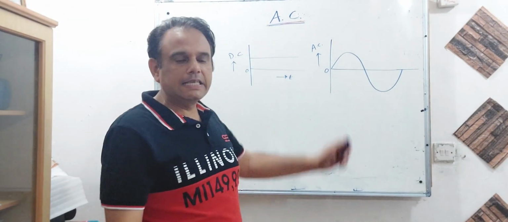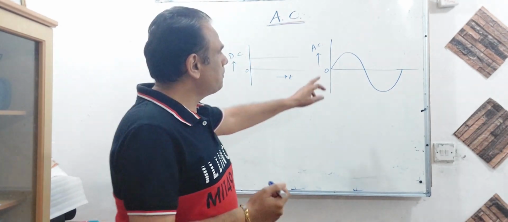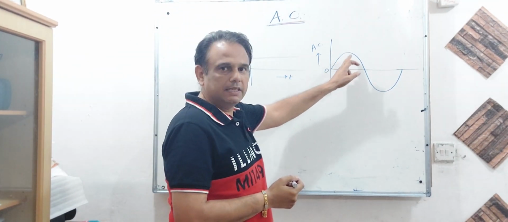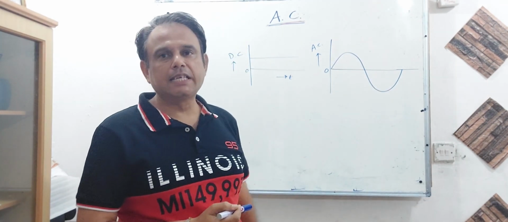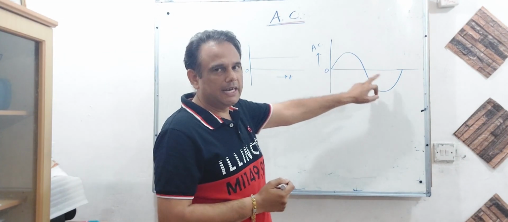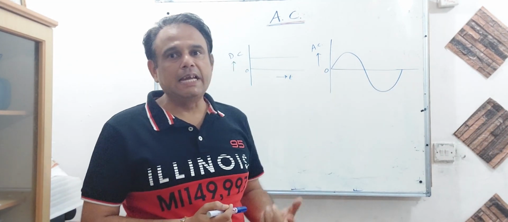This one I have drawn as alternating current, AC. AC changes its magnitude continuously, you can see. And in one cycle, it changes the direction twice. Positive half and negative half. This is called one complete cycle. It is a sine function graph.